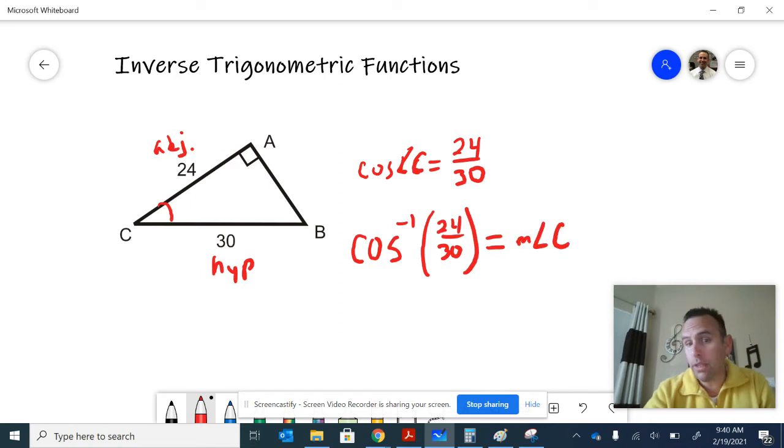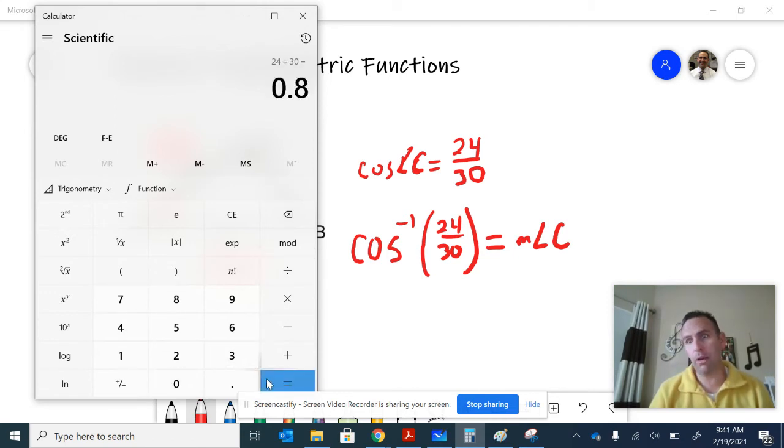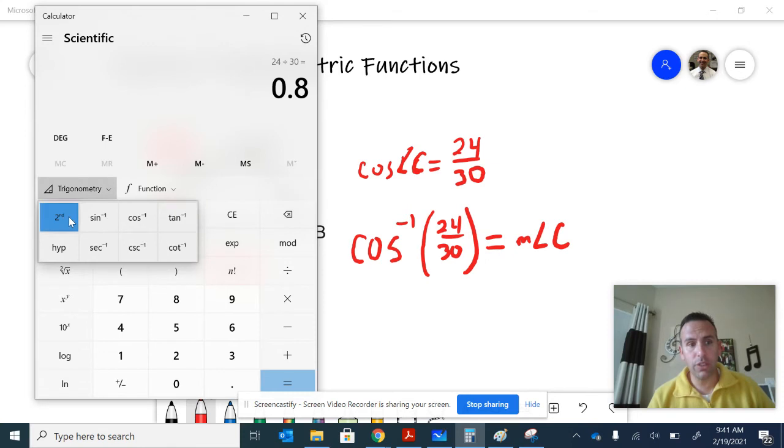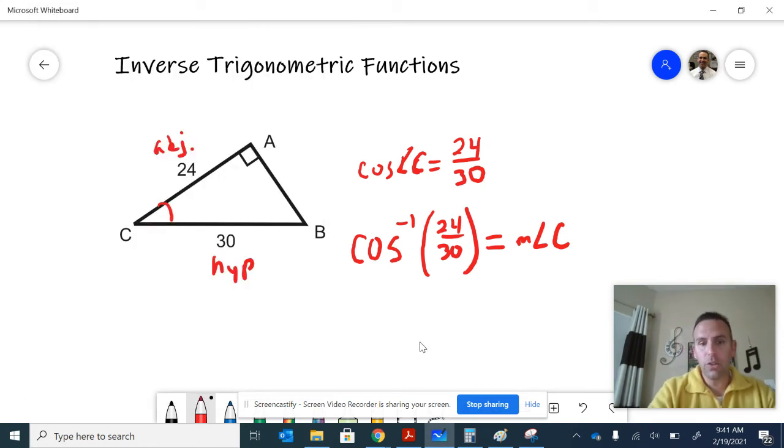So I can use my calculator to do that. I would just take 24, divide that by 30. I'm typically going to get some kind of decimal. This turns out to be, wow, the same one as in the previous video, 0.8. But this time I'm finding an inverse cosine. So I would go to my trigonometric functions, hit second, inverse cosine. There it is, 36.869, rounding off to the nearest hundredth, 36.87. So I would know that the measure of angle C is approximately 36.87.